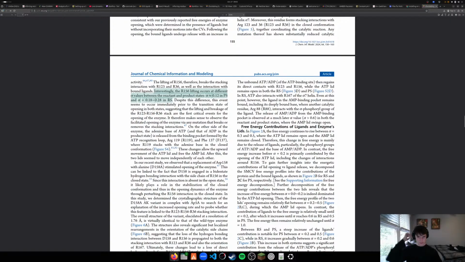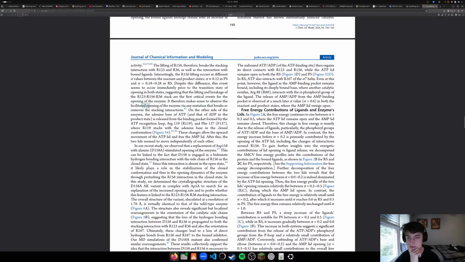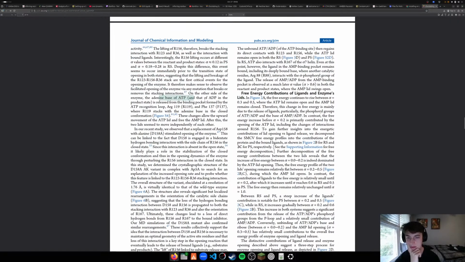In the product state, despite this difference, this event seems to occur immediately prior to the transition of opening, and breakage of the stack is a critical first event for the opening of the enzyme. Therefore, it makes sense to observe the facilitated opening of the enzyme via any mutation that breaks it. On the other side of the enzyme, the adenine base is released from the binding pocket formed by the ATP recognition loop.